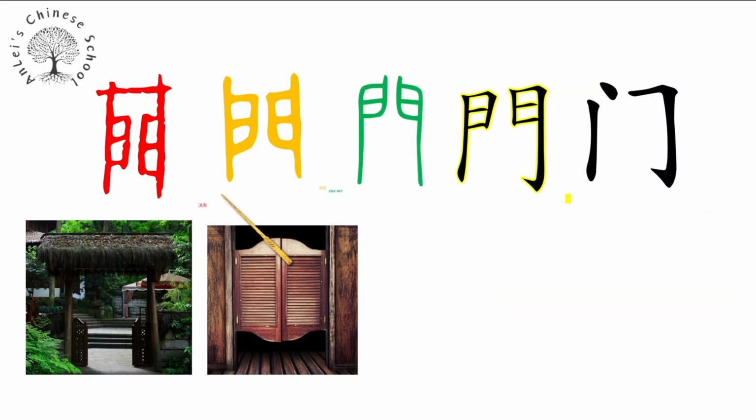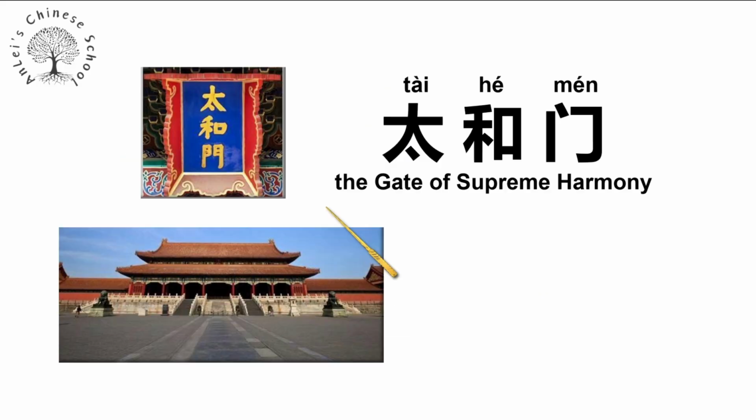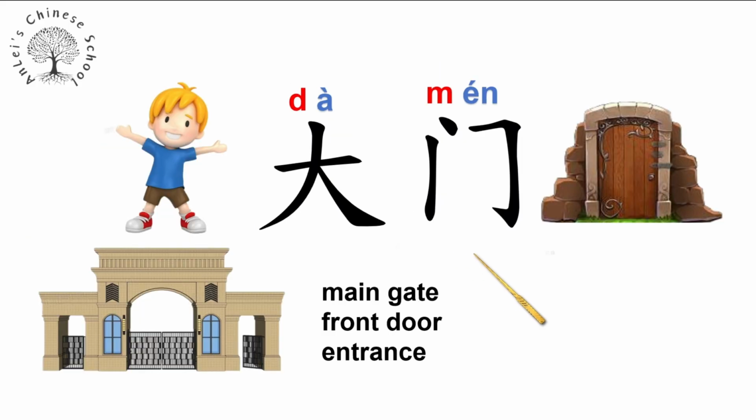This character is like putting 2 single doors together to make a gate. It's like a cowboy's door. It's pronounced 门, gate, door. In the Forbidden City or other ancient buildings, you can still find the ancient character 太和门, the gate of supreme harmony. 门口, entrance, doorway. 大门, big gate, main gate, front door, entrance.